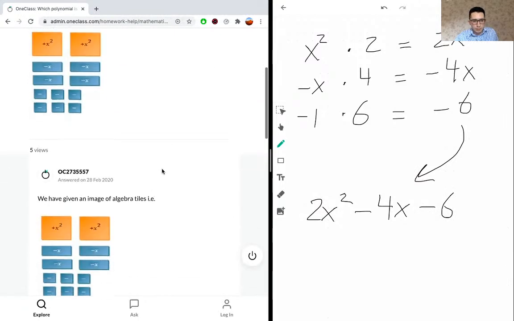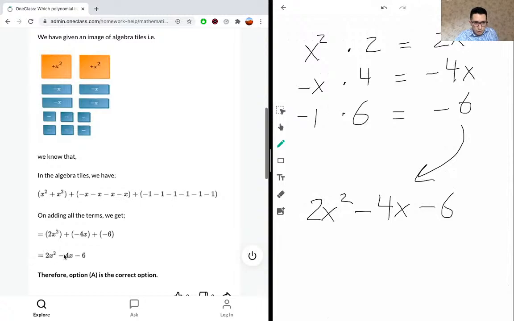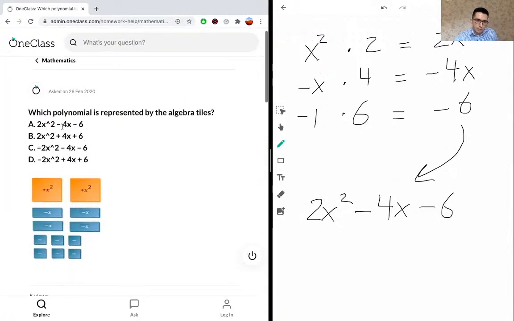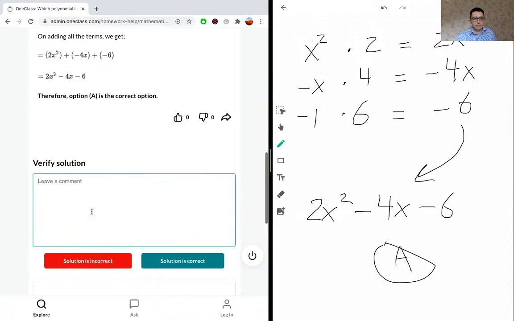Looking at the solution here, they counted the right amount. We get 2x squared, so they picked option A. Let's see what option A is. Yes, we have the same as option A here. So option A is the correct option. Correct.